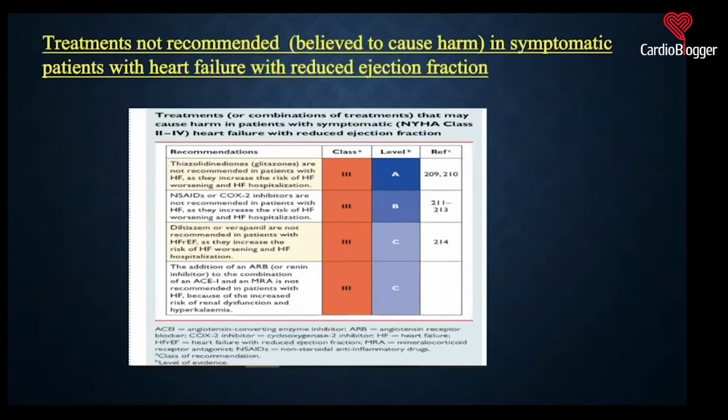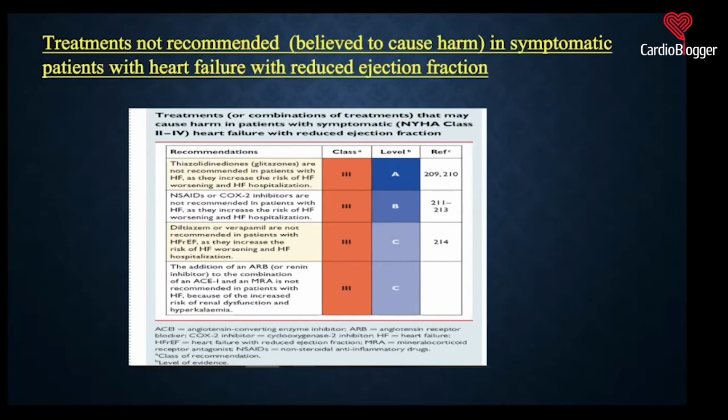Now, what drug should you not use in a patient with heart failure? That is one important question. Which drugs should not be used? The pioglitazone group of drugs, which cause volume overload, should not be used. NSAIDs, which again cause volume overload, should not be used. Diltiazem and verapamil should not be used. Amlodipine also is one drug which should not be used in a patient with LV dysfunction.